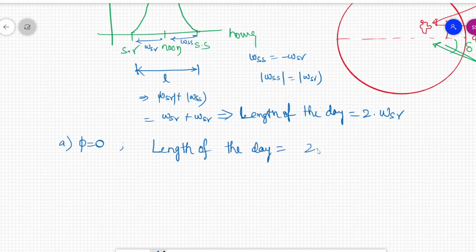It is 2 into omega SR. It is in radians, because it is an angle. But we need it in hours. So what do we do? We need to convert these radians into hours.